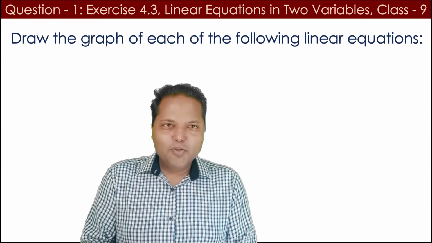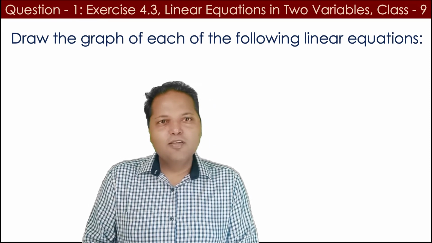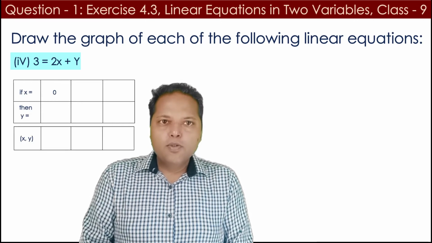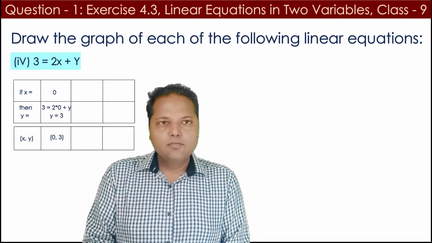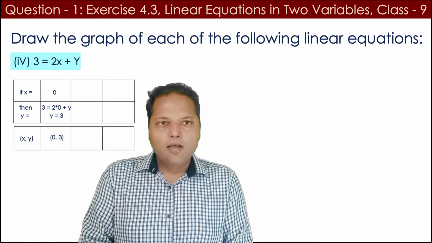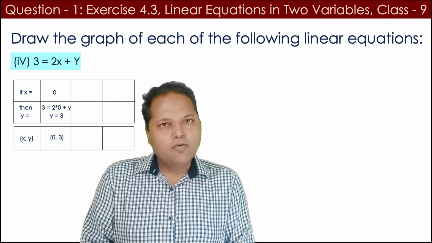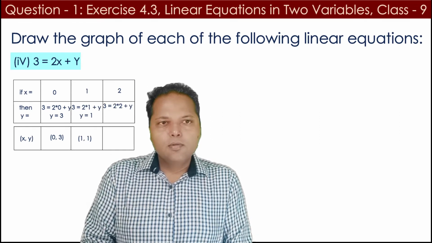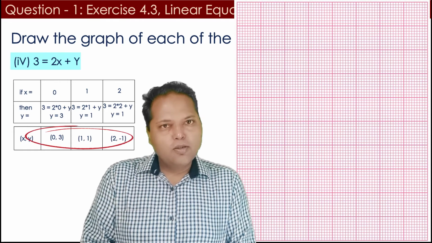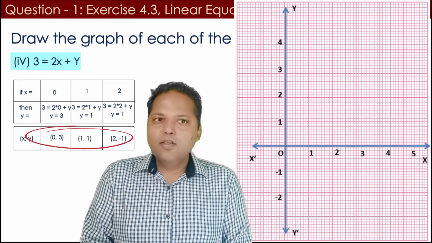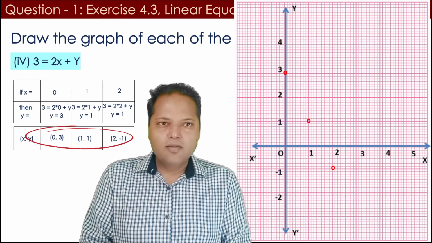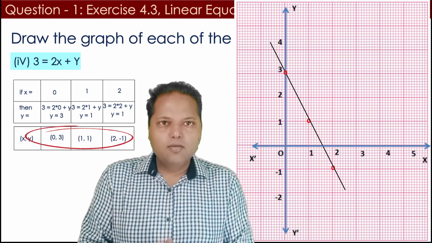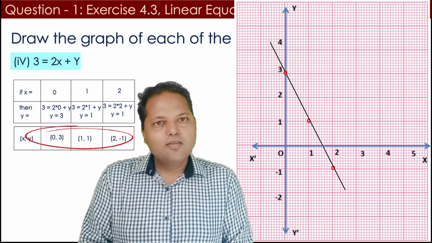So now we will move on to the fourth and the last equation of this particular question. So the fourth equation is 3 is equal to 2x plus y. And we will identify three solutions of this particular equation. Now that we've got the three solutions, we'll plot them onto the graph and we'll connect these dots with this straight line. And this is how we have completed the question number 1. Now let's move on to the next question.